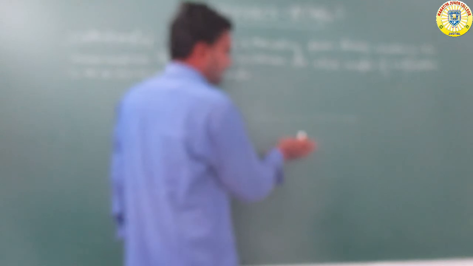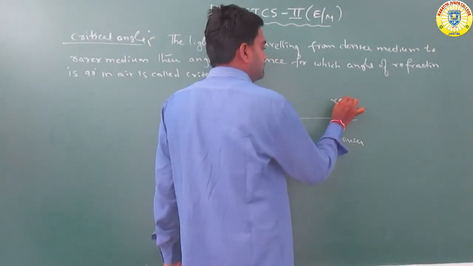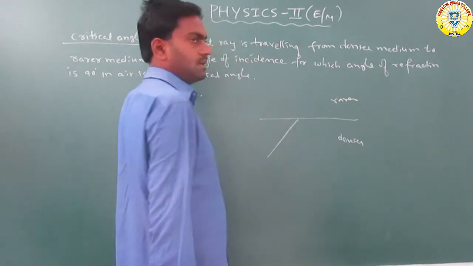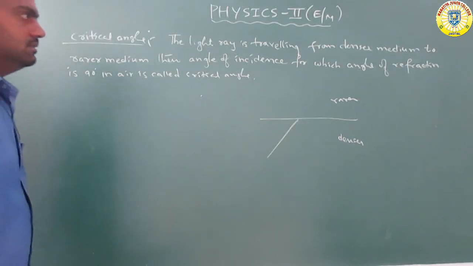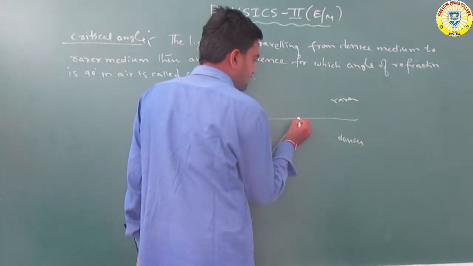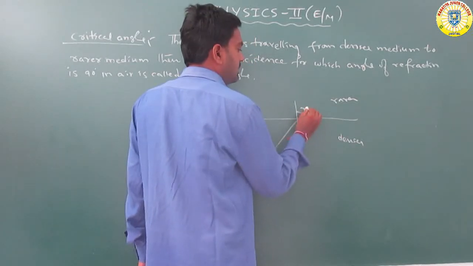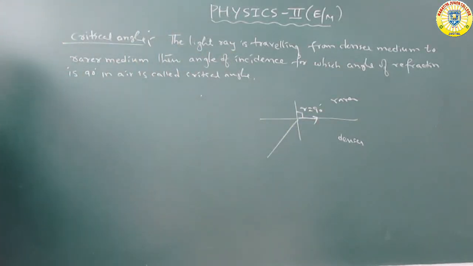Okay, so the light ray is traveling from a denser medium to a rarer medium. Here this is the rarer medium and this is the denser medium. So for the angle of incidence at which the angle of refraction r is 90 degrees in air, that angle is called the critical angle.